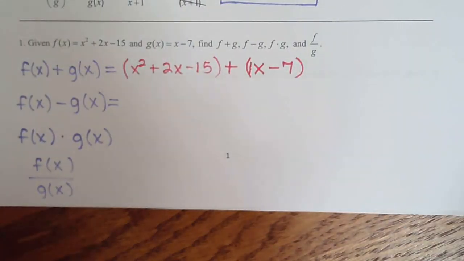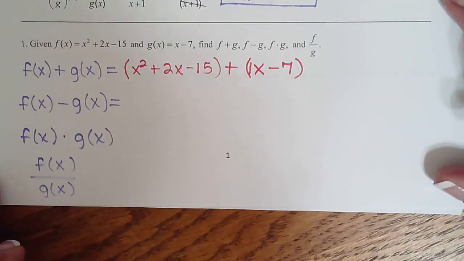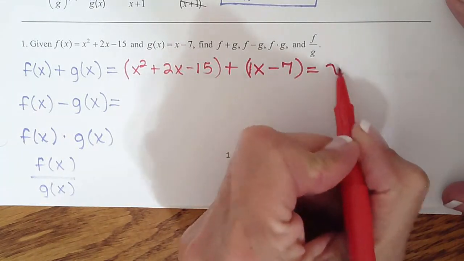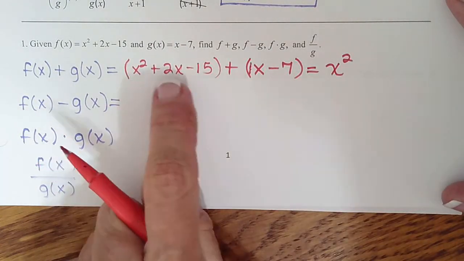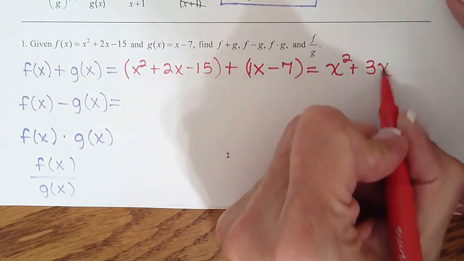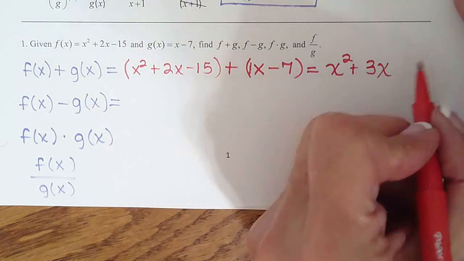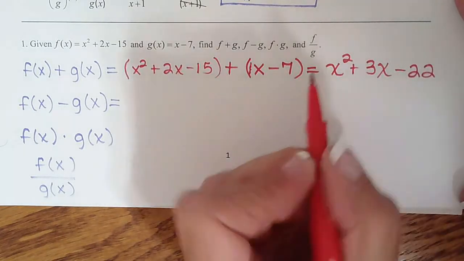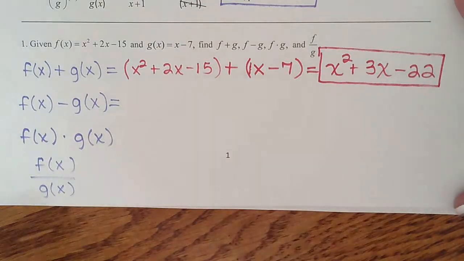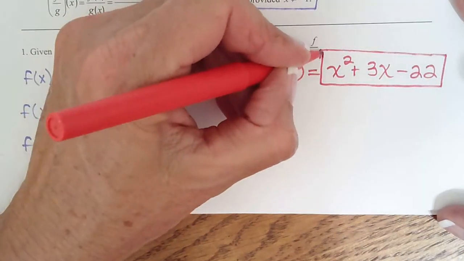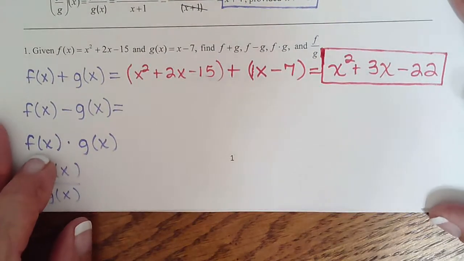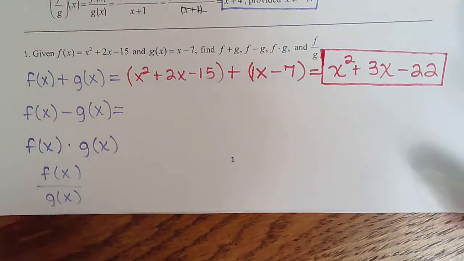I don't know, that's looking kind of blurry to me. Okay, that's cleaned up. So then we have x squared. It doesn't have anything to add to it, so it stays x squared. 2x plus 1x is 3x. -15, -7, -22. So there is the sum of the two functions, f of x plus g of x. I wish I could say this section stays that easy, but it's not quite that easy, but at least it starts off nice and easy.